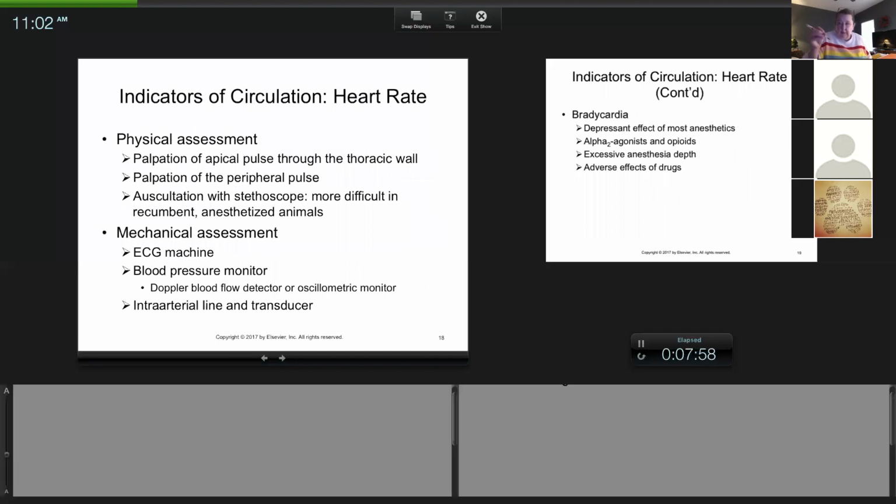your heart beating. Now, you can do that by physical assessment, which palpation of an apical pulse is you putting your hand over their chest and feeling their heart, because the apex of the heart touches the thoracic wall on the left side. So if I say get an apical pulse, you're not feeling an artery, you're actually putting your hand on the heart. And you could also palpate a peripheral pulse.